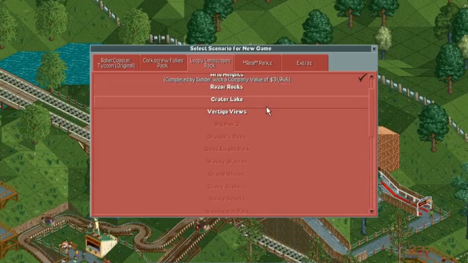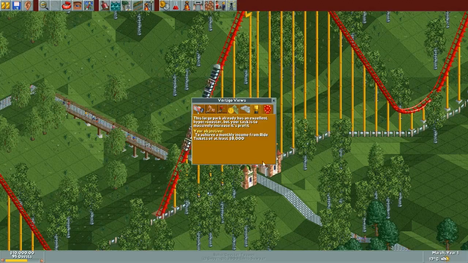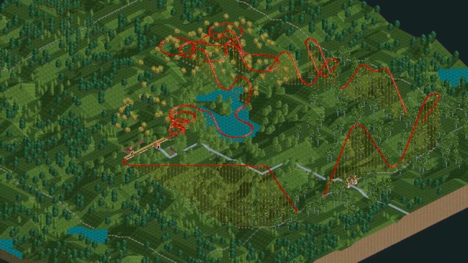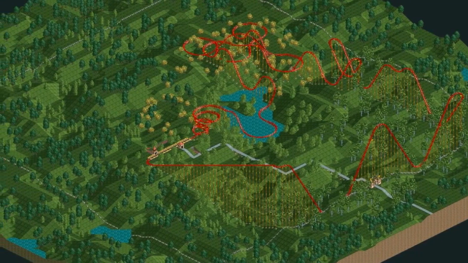This brings me back to Vertigo Views. It's the first unlockable scenario in Loopy Landscapes, meaning that after you get a taste of Arid Heights, or whichever map you chose to beat, the first thing to follow it up is an objective that's not only interesting, but incredibly unique. To beat this level, you need to achieve a monthly income of $8,000 from rides alone.